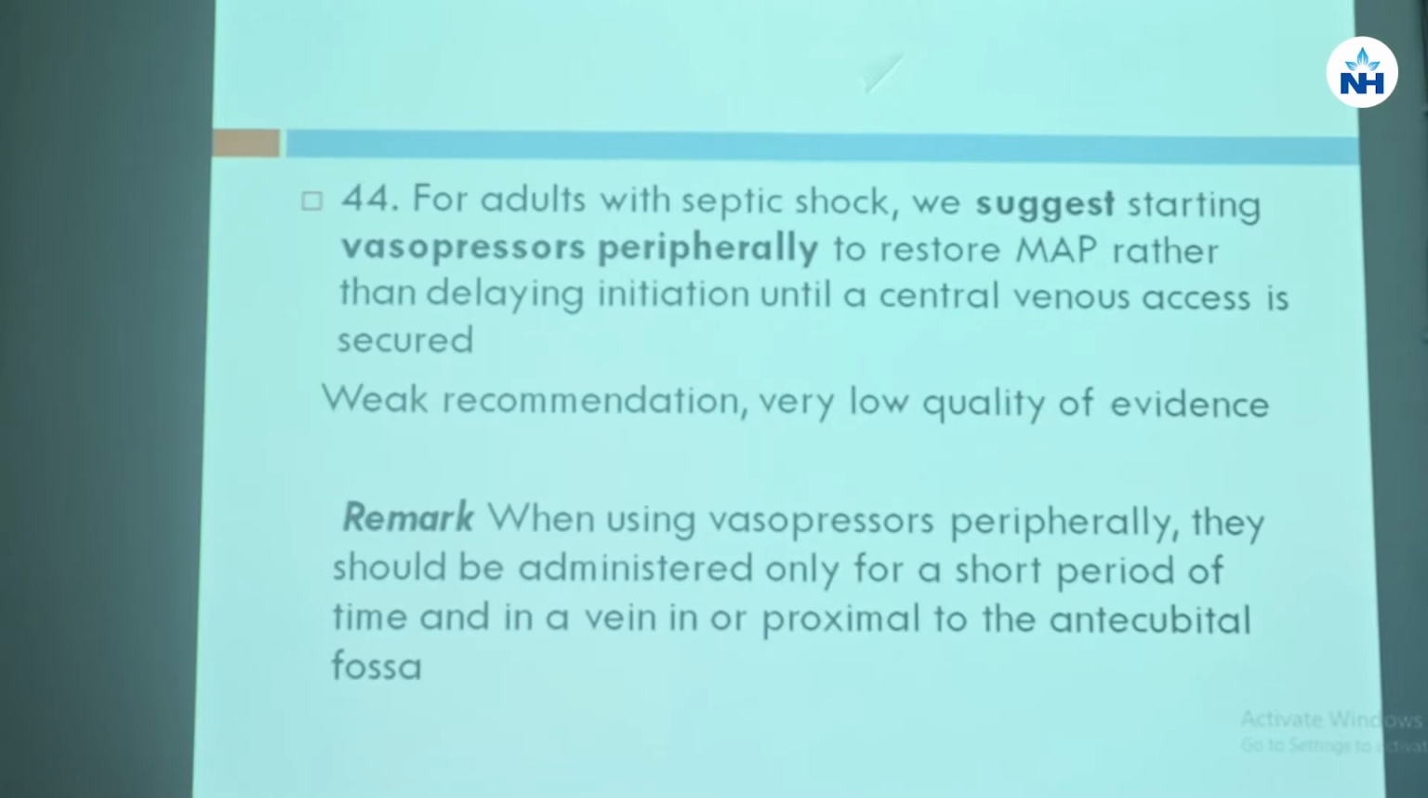complications. For adults with septic shock, we suggest starting vasopressors peripherally to restore the MAP rather than delaying initiation until central venous access is secured. Weak recommendation and very low quality of evidence. Remark: when using vasopressors peripherally, they should be administered only for a short period of time and in a vein at or proximal to the antecubital fossa. This is a new recommendation in 2021. It is not in 2016.